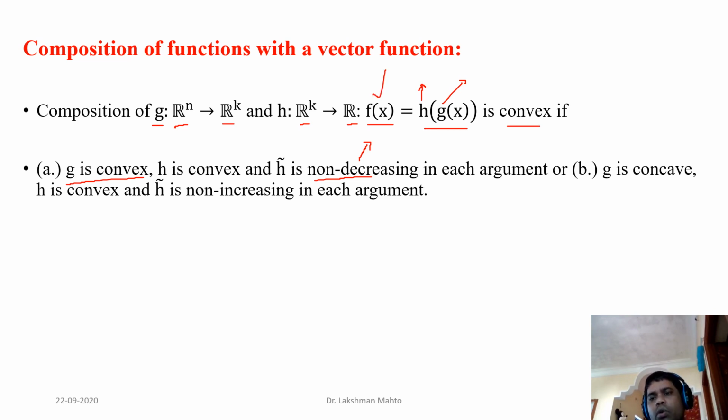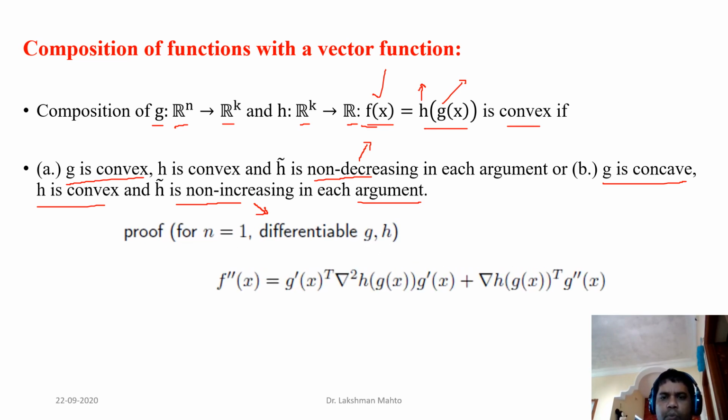Similarly, there is one more criterion. If your inside function g happens to be a concave function and h happens to be a convex function, and apart from the convexity, h is also non-increasing, that means you can say it is a decreasing function in layman's terms with respect to each argument. Then we can say that this composed function is a convex function. So in these two scenarios, the composition of a vector function is convex.